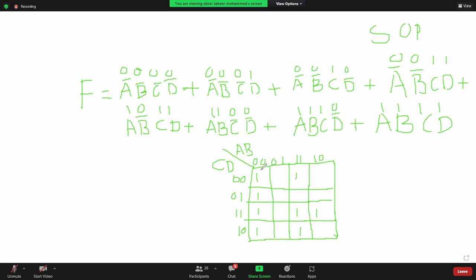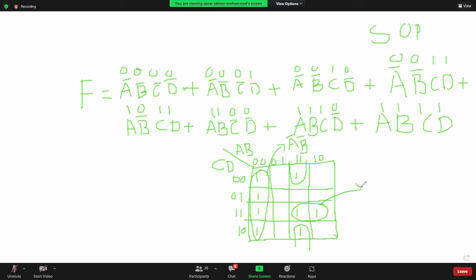Now to the grouping. We can make a group of these 4 ones, and these 2 will be in the opposite grouping, and a group of these 2 ones. For this group of 4 ones, the value of C and D is changing, but the value of AB is 0 0. You can write it as A bar B bar.